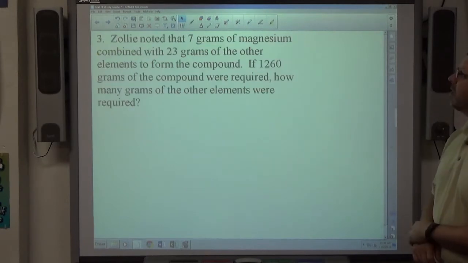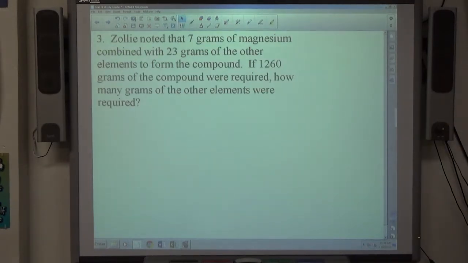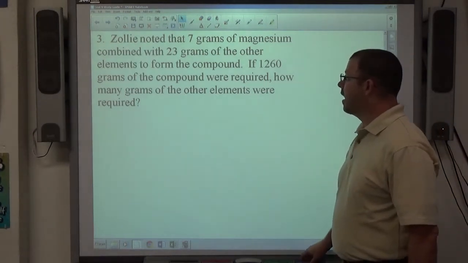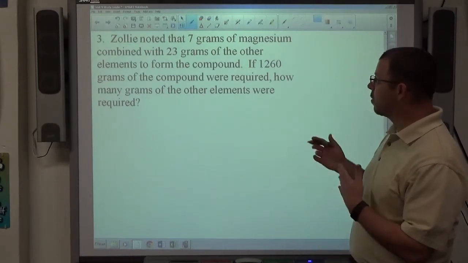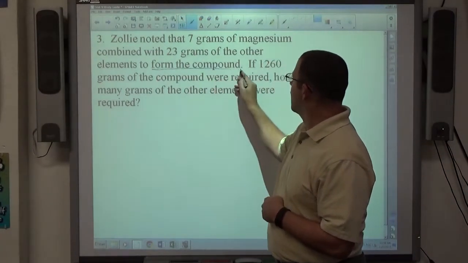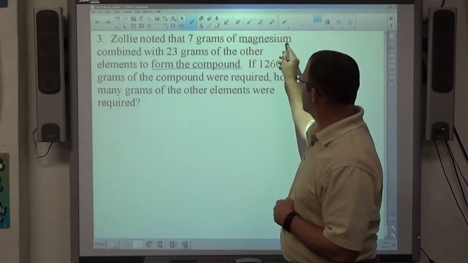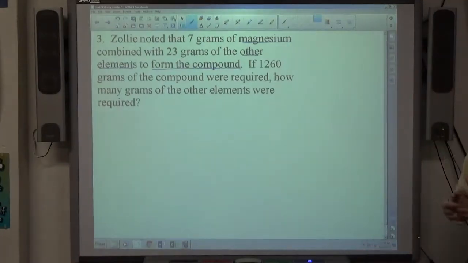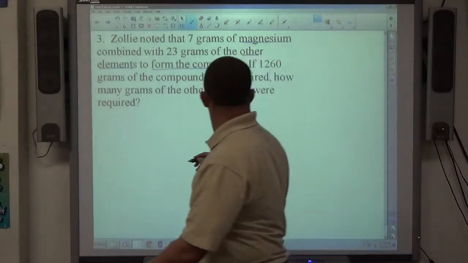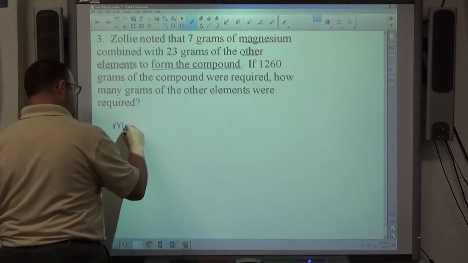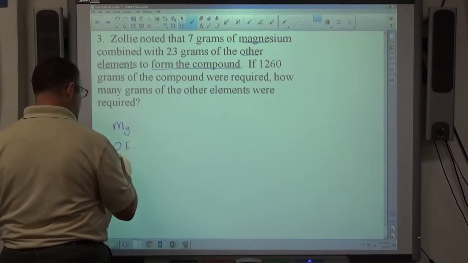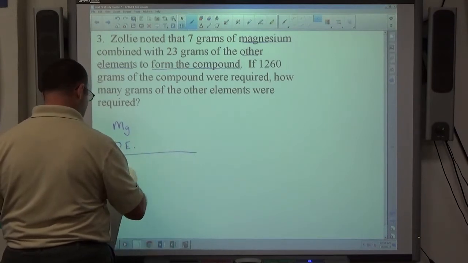Number 3, Zolli noted 7 grams of magnesium combined with 23 grams of other elements to form the compound. 1,260 grams of the compound were required. How many grams of other elements were required? So we're trying to form a compound. The ingredients of the compound are magnesium and other elements. So the first job in this problem is to establish the recipe, basically, for this. So magnesium and other elements are combined together to make some compound.